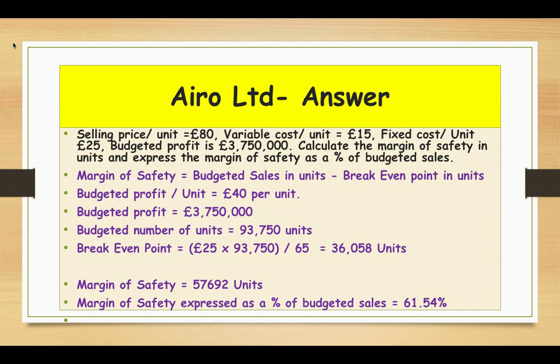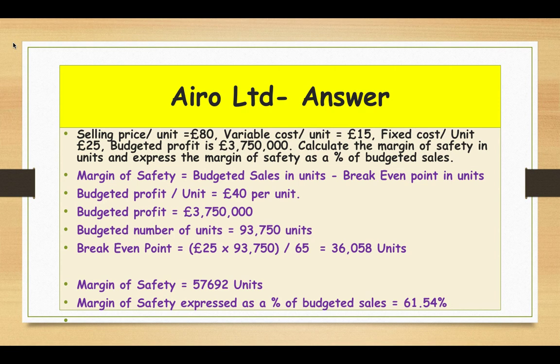So now we have all the necessary information. So we can calculate the margin of safety in units, which is the budgeted number of sales units, 93,750, take away the break-even point, which is 36,058. So you will get the margin of safety in units of 57,692 units. So that's the first part of the question.